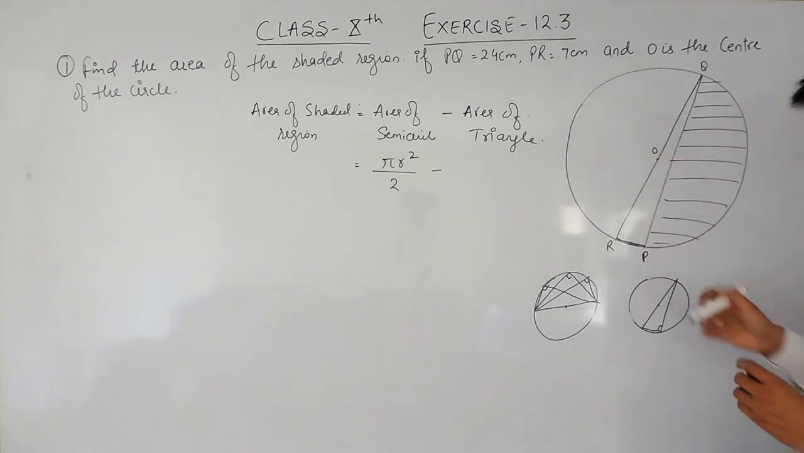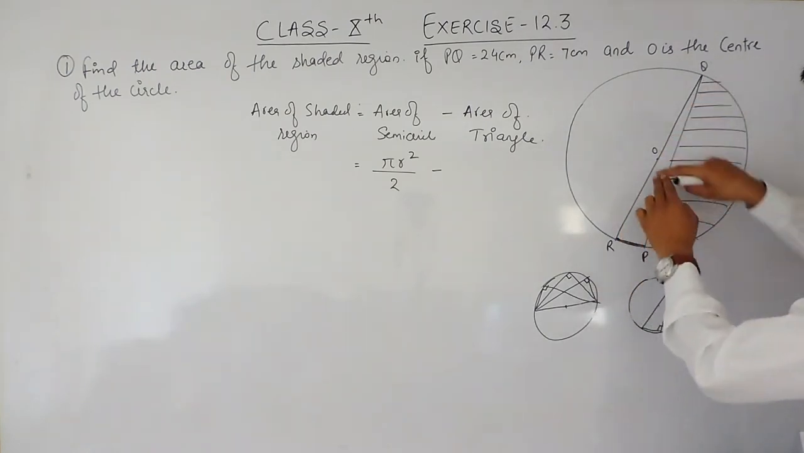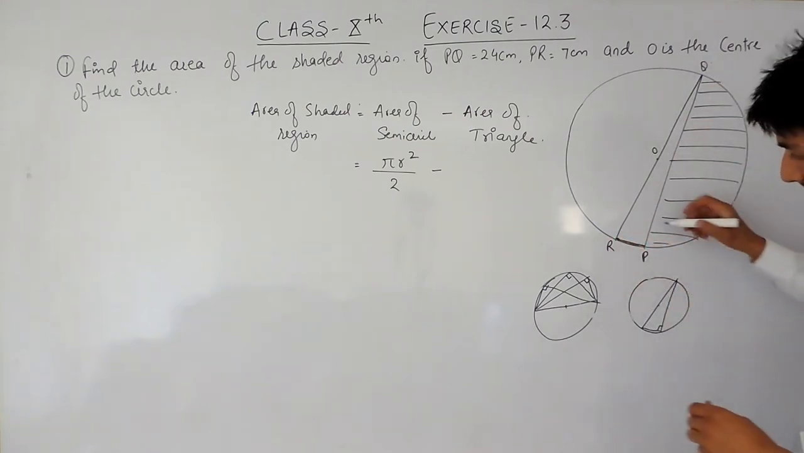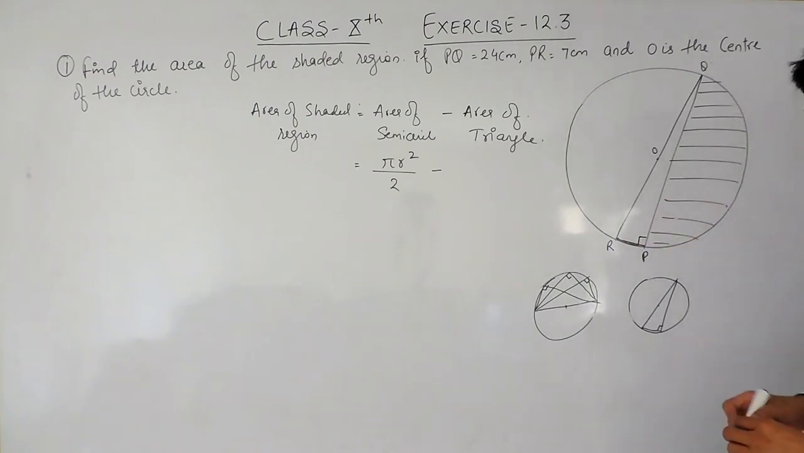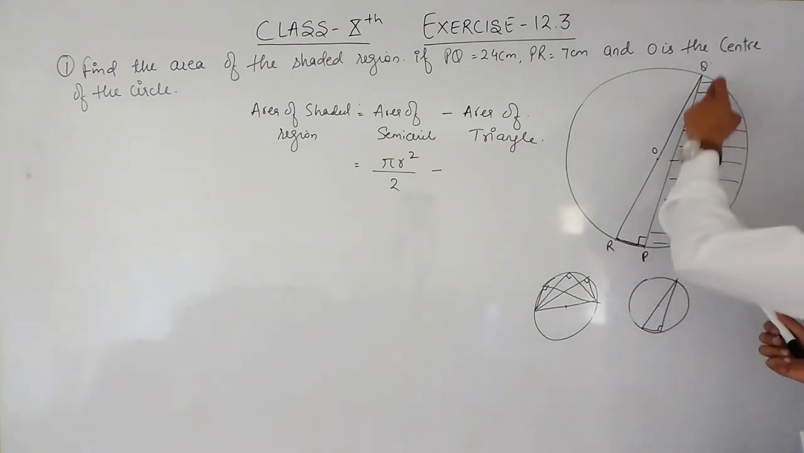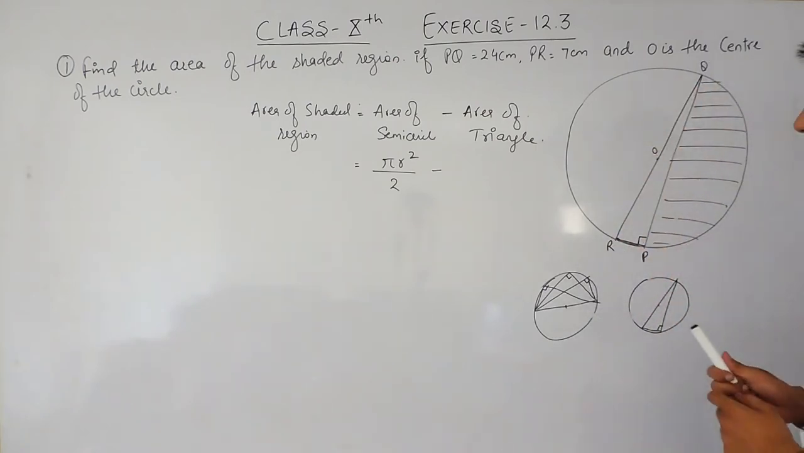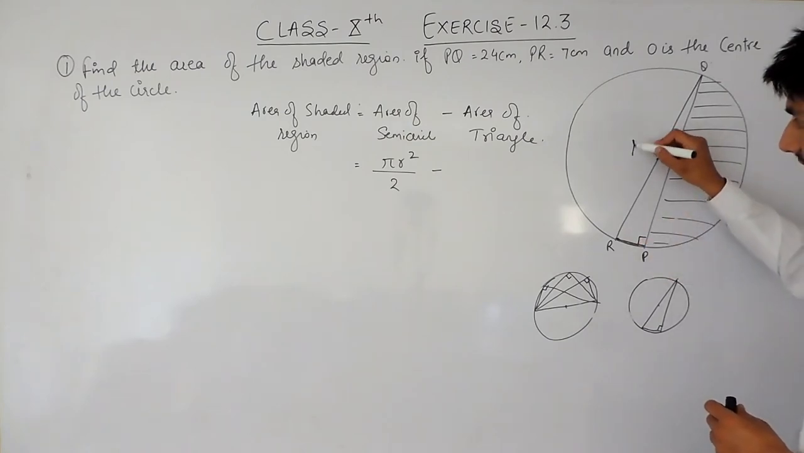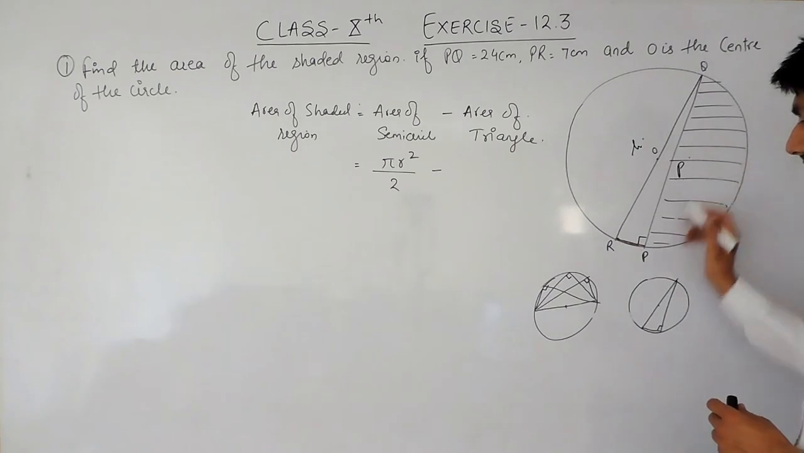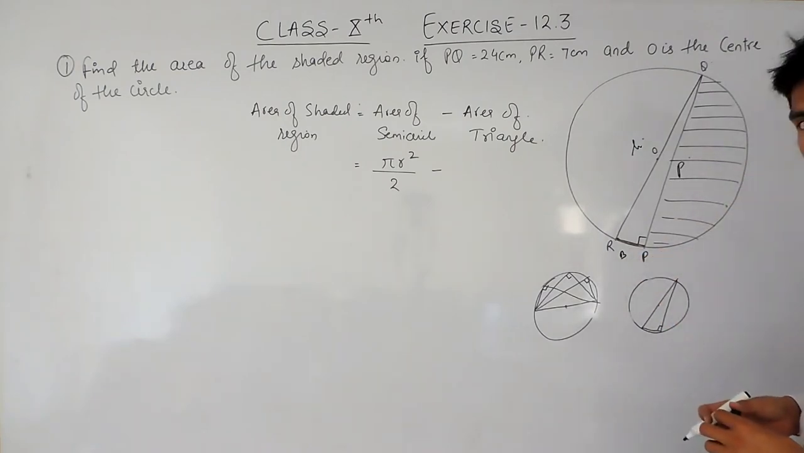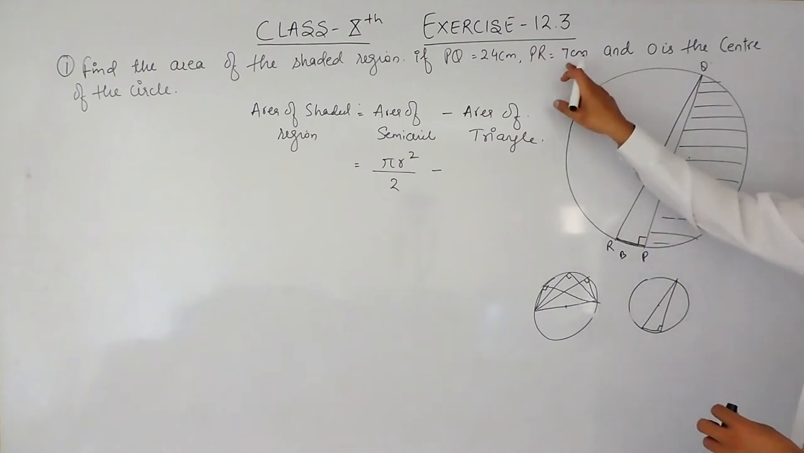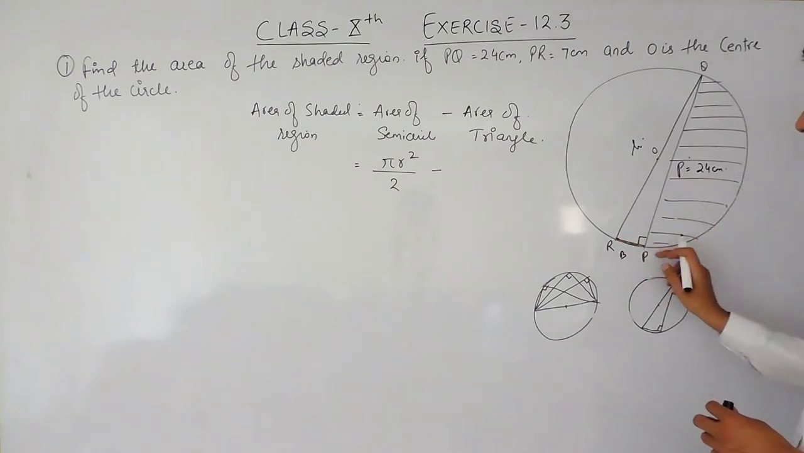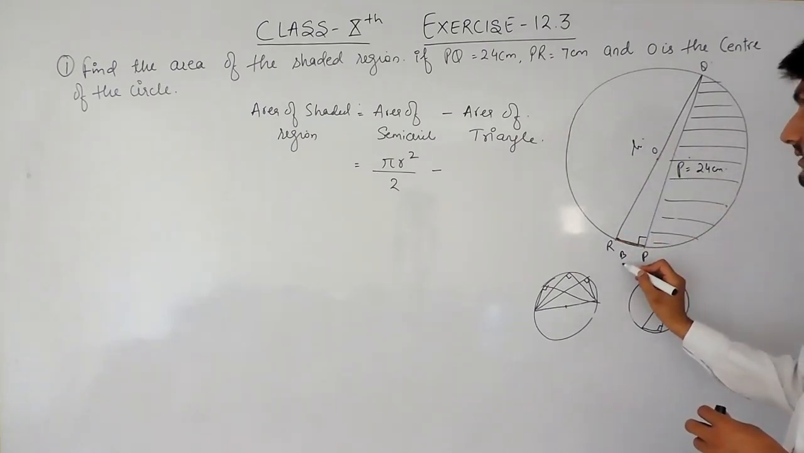Similarly, in this figure, this is the diameter, so this is my semicircle, and this angle here at P must be 90 degrees. That means this is my right angle triangle, where the side opposite to 90 degrees is known as the hypotenuse, and one is the perpendicular and the third one is the base. And the perpendicular, which is PQ, is given to us as 24 cm, and my base, which is PR, is given to us as 7 cm.